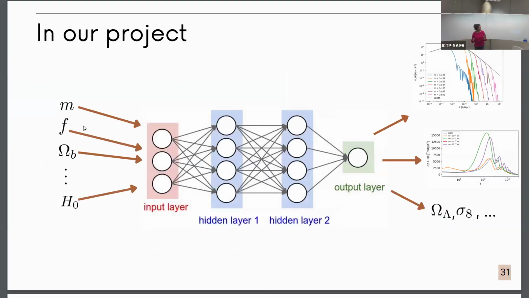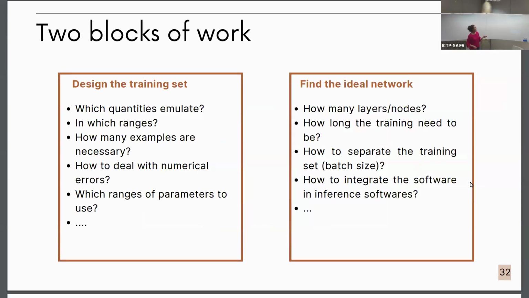And so to make it clear, in our project we want to use a neural network to build an emulator that will have as input the mass of the ultralight dark matter, the fraction that says how much of dark matter is ultralight dark matter, and all the cosmological parameters. Here I put, for example, the baryon density and the Hubble parameter. And the outputs we want are the cosmological power spectra, the CMB and the matter power spectrum, and other derived parameters such as omega lambda, sigma 8, etc. So to do this, we have two big blocks of work.